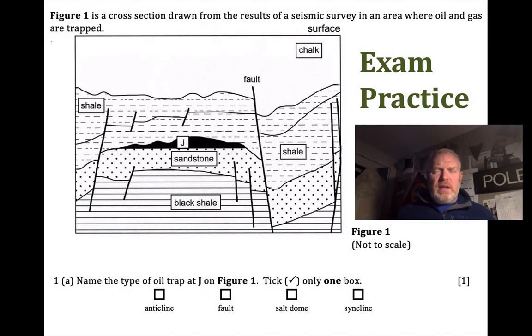Okay then, let's have a look at the exam practice questions as well. So we've got this cross-section of hydrocarbon trap drawn from a seismic survey. Oil trap J is clearly an anticline.